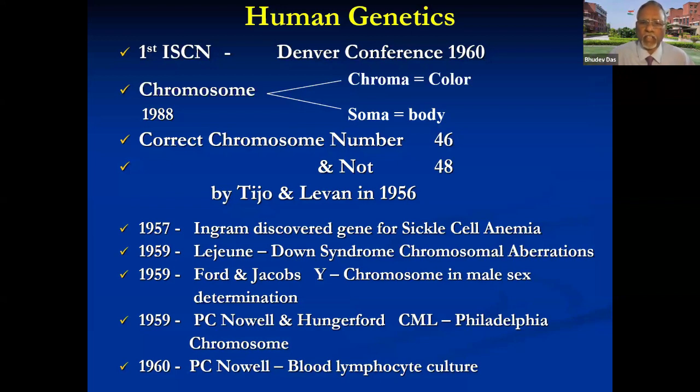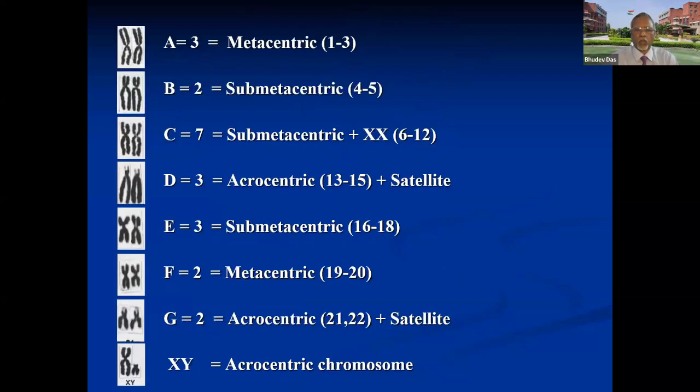Ingram discovered the gene for sickle cell anemia. Lejeune detected the chromosomal aberration in Down syndrome in 1959, and also in 1959 Ford and Jacobs discovered the Y chromosome in male sex determination. P.C. Nowell and Hungerford discovered the lymphocyte culture, the simple short-term blood culture, and discovered the CML Philadelphia chromosome, the 9;22 translocation.